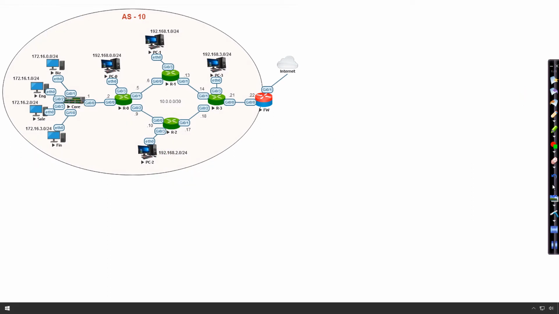In this lab, I will use autonomous system number 10, and I have already enabled EIGRP on router 2, router 3, and the firewall. So we need to enable EIGRP on the core switch, router 0, and router 1.